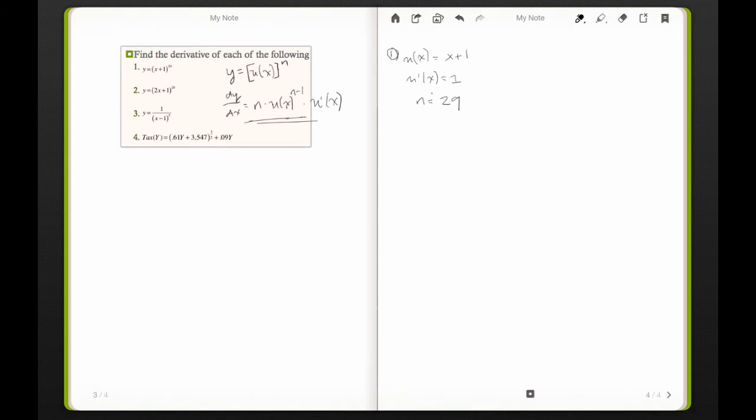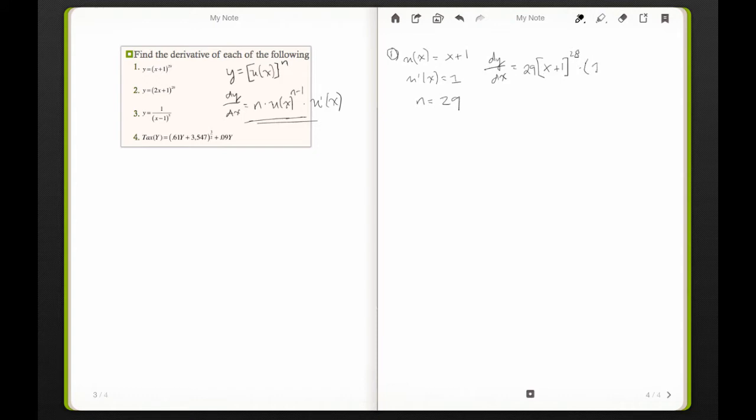So now I can use this formula. Remember, these derivative rules, they're just formulas. So you figure out what each element is, and then you plug it in. So in this case, dy dx is going to equal n, which is 29, times that entire inner function, in brackets, x plus 1, to the n minus 1, which is 29 minus 1, so that's 28. And then times the derivative of that inner function, which just happens to be 1, but I'm going to write it out here anyway.